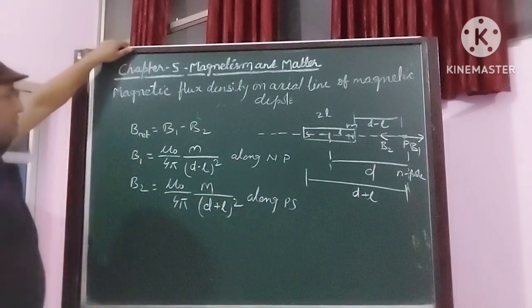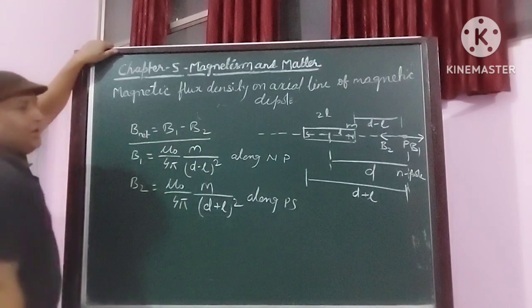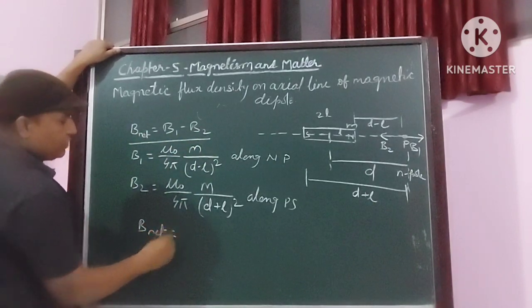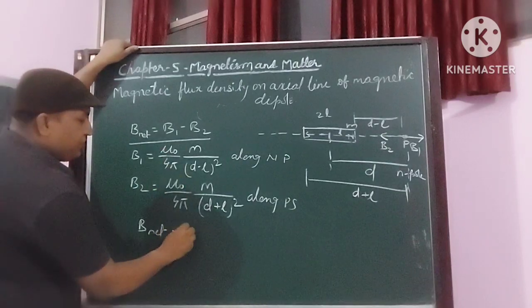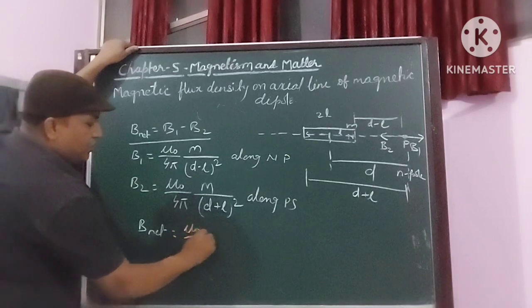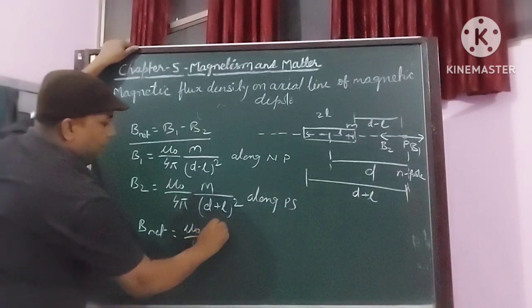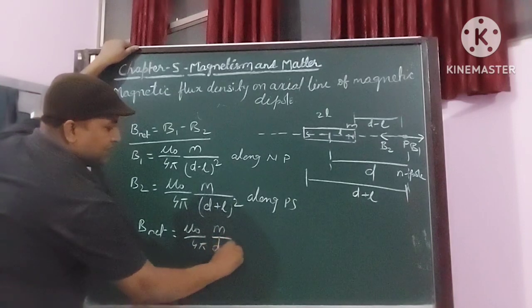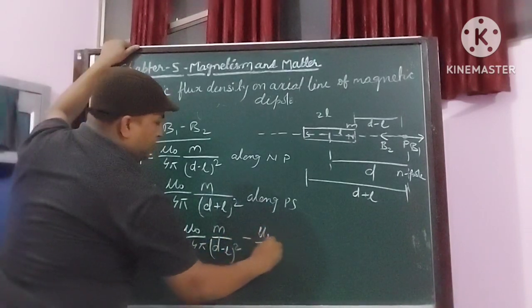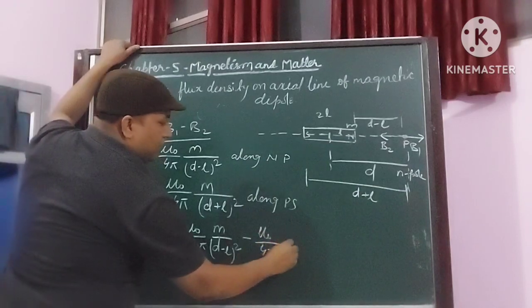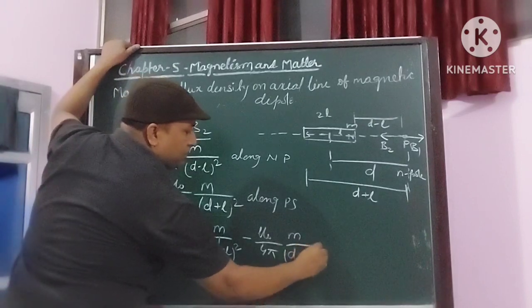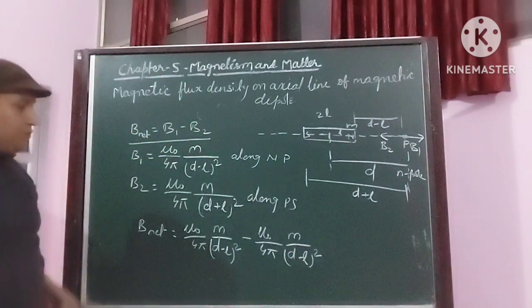Now come to the point. Now we are going to calculate the net magnetic flux density. What will the value be? We will simply put the values of B1 and B2. B1 is mu 0 by 4 pi m by (D minus L) whole square, minus mu 0 by 4 pi m by (D plus L) whole square. Right? We are going to put in the values.